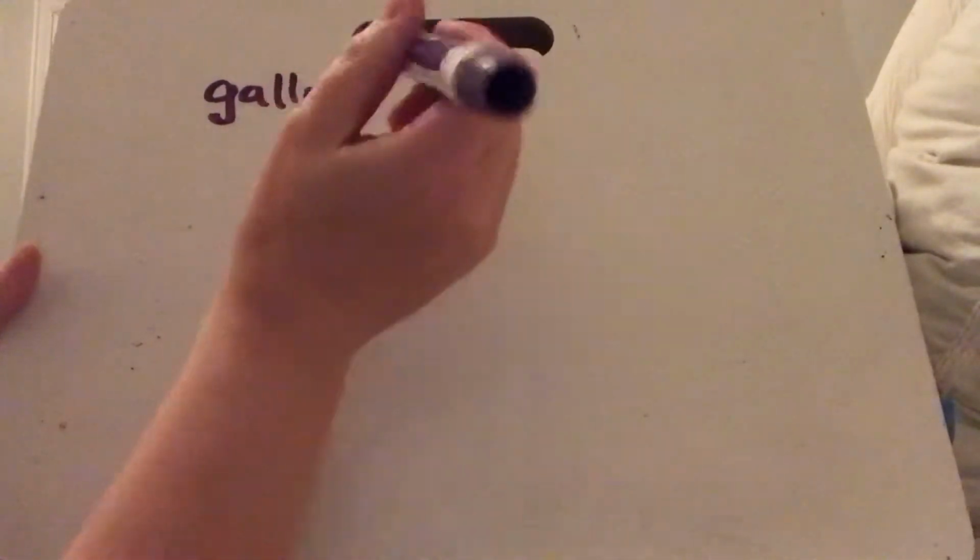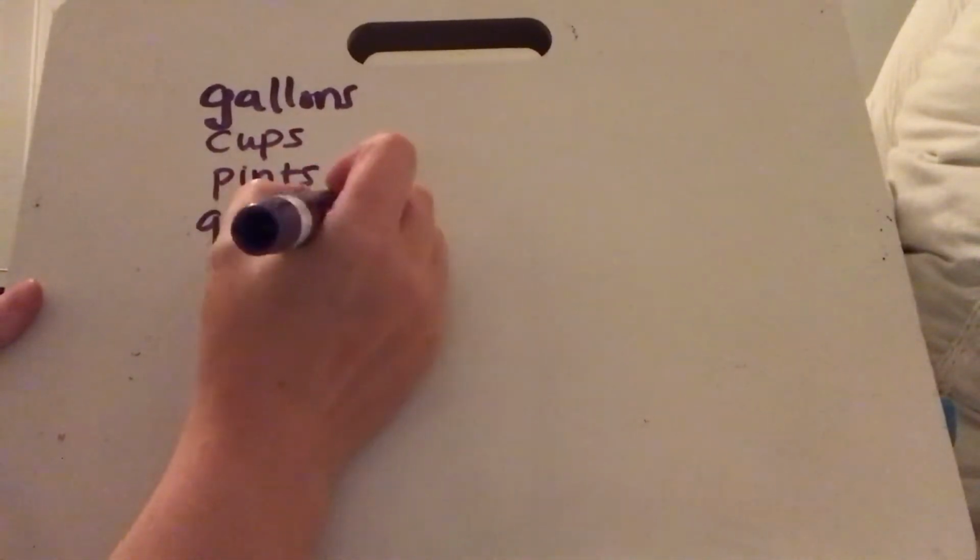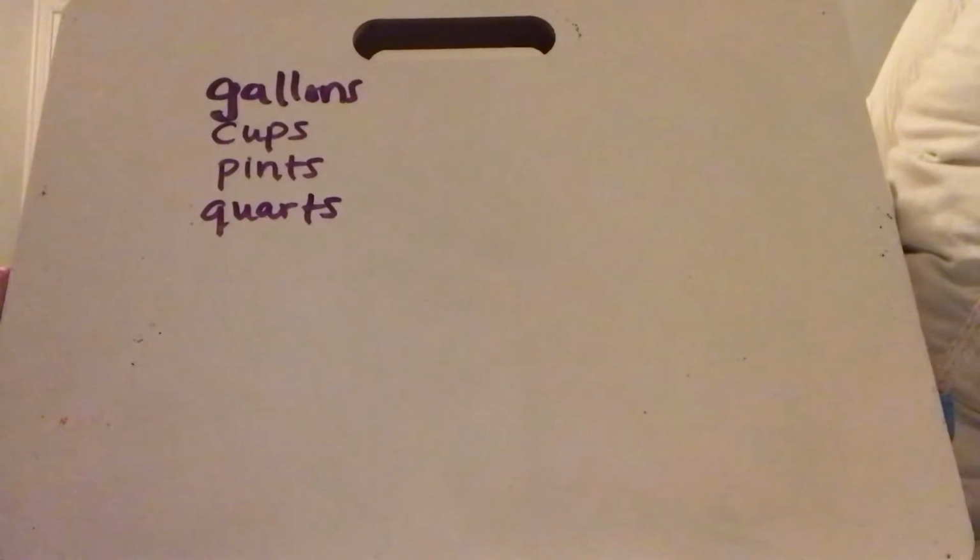So the first thing is U.S. customary. U.S. customary is things like gallons, which you know we do milk in gallons. It's also things like cups, pints, quarts. Now, I've done a whole bunch of volume of liquids. We call that capacity, stuff that can fill up cups, like a gallon of milk, a cup of water.